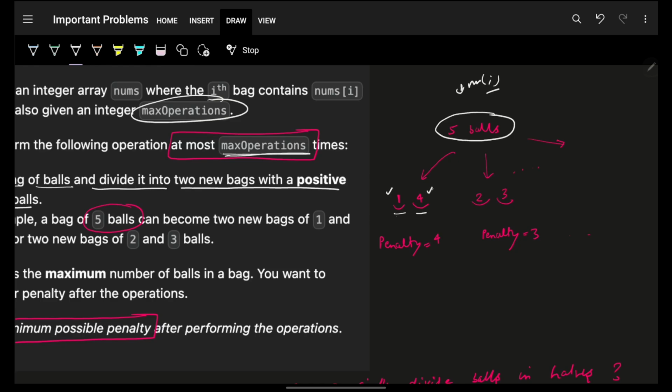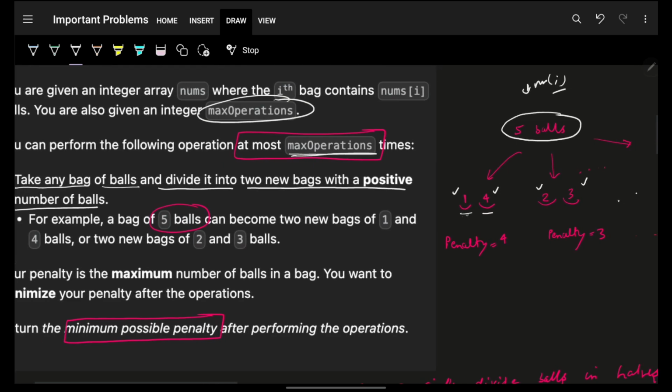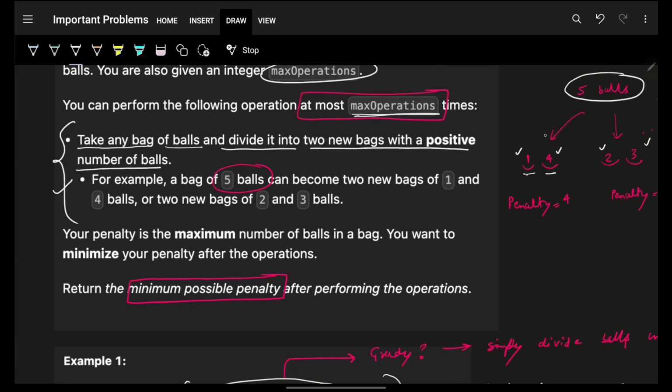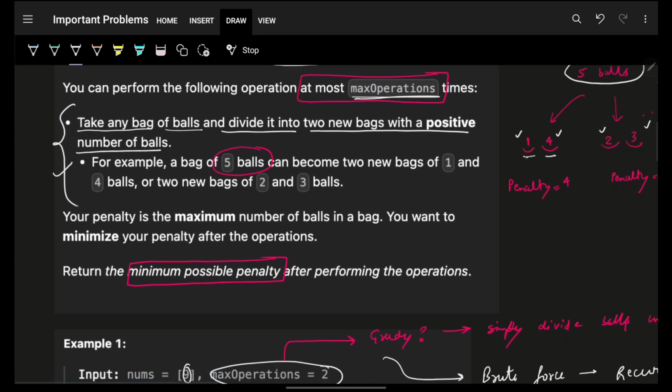So I can have a 1 and 4, a 2 and 3, a 3 and 2, a 4 and 1, and anything whatsoever, right? But it should be two bags divided into positive sizes. This is called one operation. Obviously, you then have multiple such options to perform one operation.